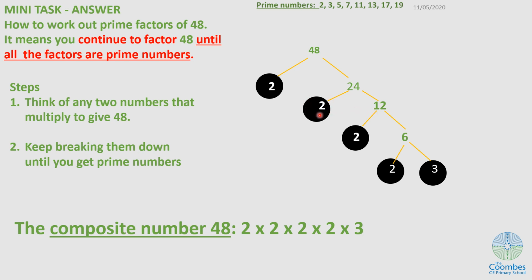Again, 2 is a prime number, 12 is not. And I'll keep breaking it down. I know 2 times 6 will give me 12, and I know 2 times 3 will give me 6. So all my prime factors of 48 are listed here. So coming over here, prime factors of 48 are 2 times 2 times 2 times 2 times 3.